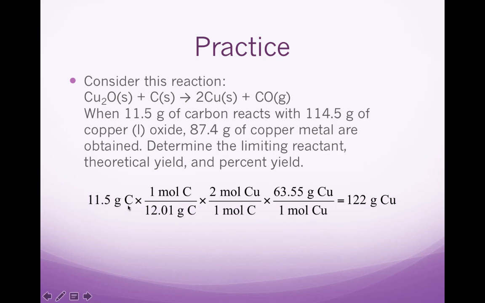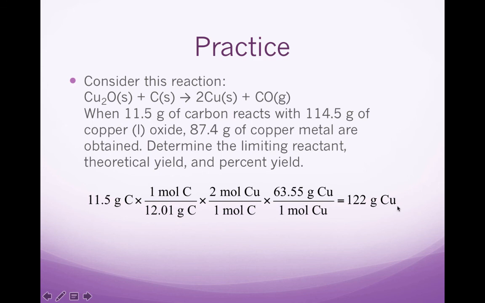If I have 11.5 grams of carbon, the first thing I need to do is go to moles of carbon. Always go to moles first. I use the molar mass to do that. I put grams of carbon on the bottom, moles of carbon on top, because I want to get rid of grams and go to moles. Now that I'm at moles of carbon, I can compare moles of carbon to moles of copper by using the balanced chemical equation. For every 1 mole of carbon, I make 2 moles of copper. Now I'm in moles of copper, but I want the mass of copper. So I just use the molar mass of copper to go to grams of copper. It says if I have 11.5 grams of carbon, I should make 122 grams of copper.